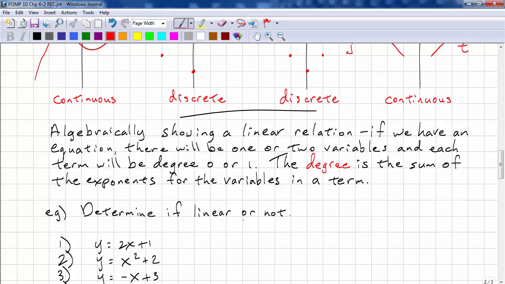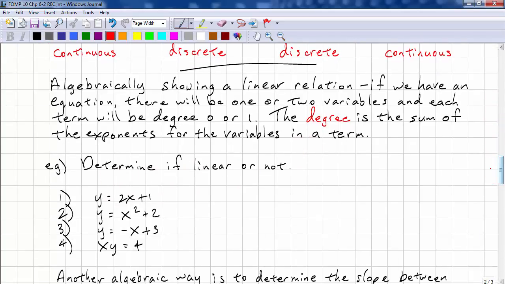Okay, so we need to determine if these are linear or not. Here, everything has power 1 because it's implied, so this is linear. Here, we have x squared. The power is not 1, so the degree is 2. This is nonlinear. And you don't need to know this, but it's a quadratic, just in case you want to know what it is. Here, degree 1, 1, so this is linear.